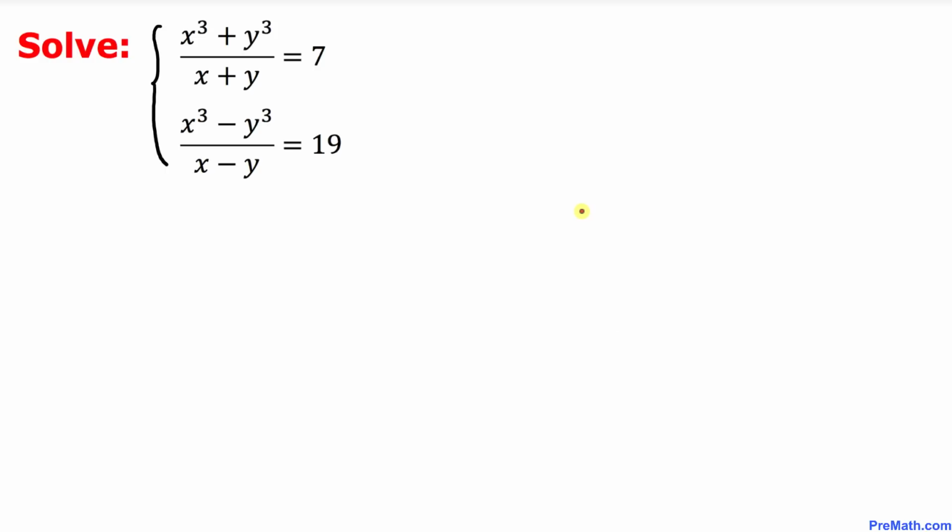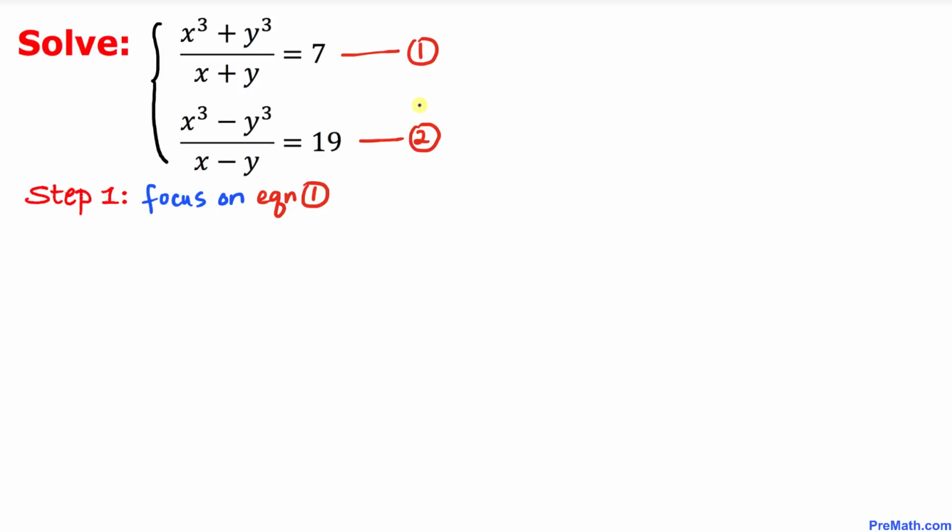So let's go ahead and get started with the solution, and here's the very first thing we are going to do. Let me call this first equation equation number 1 and the second equation number 2. And here's our very first step. Let's focus on this equation 1, and here I have copied it down.